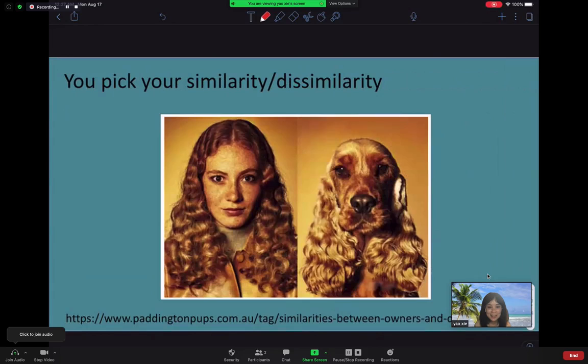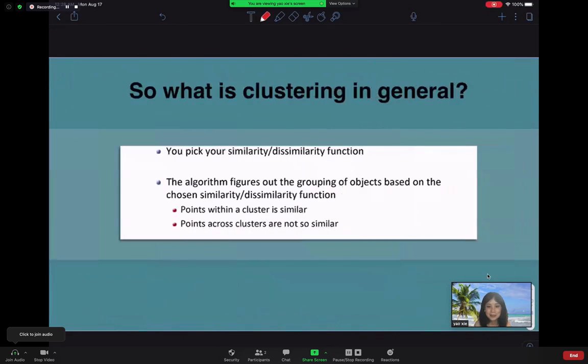Here's another, I think, interesting example. A girl with curly hair and a puppy with curly fur. Do you think they are similar or dissimilar? Depending on your metric. If I define the similarity as both having curly hair and fur, then maybe their similarity is pretty high. But of course they're different. If you define them as a human versus non-human object, they're different. So another example to show you this idea.